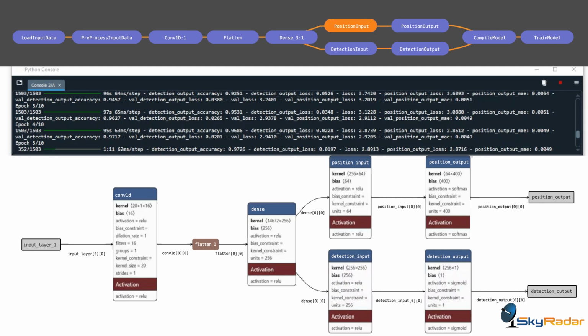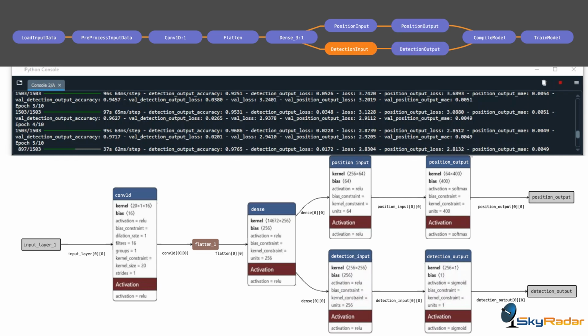This branch flows into the position input block, which has 64 units and a ReLU activation function. It then connects to the position output block, which contains 400 units with a softmax activation function. These 400 elements represent a resolution of 0.05 meters, covering a range of 20 meters. The softmax output provides a probability distribution across all positions, with a spike at the true target location, allowing the model to accurately localize the target, even under jamming conditions.